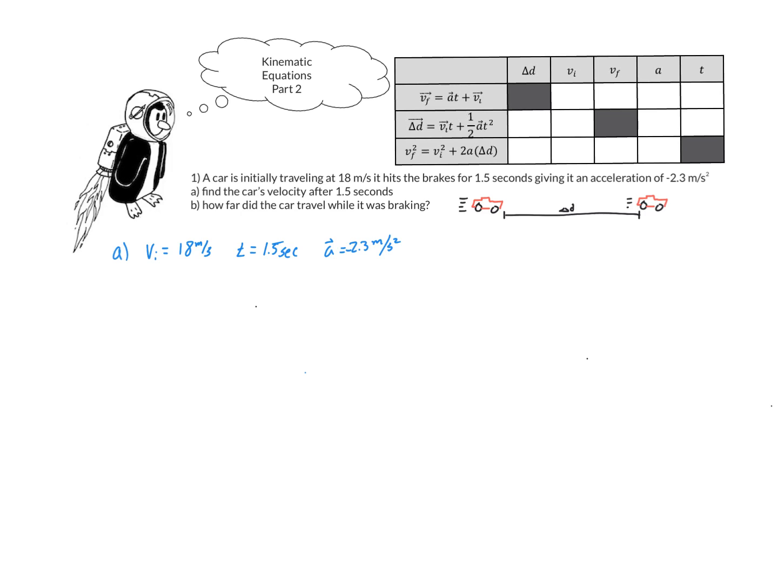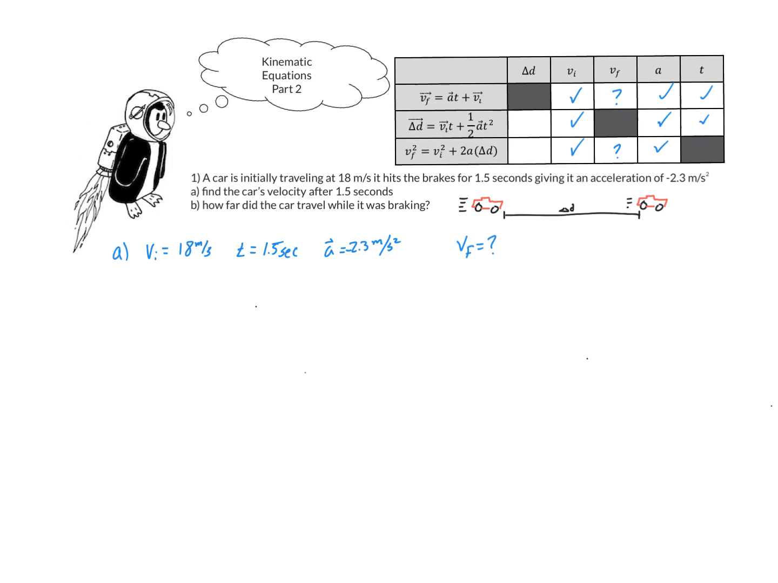If we look up at our chart in the grid, I know VI, so I put a check mark. I know the time, so I put a check mark. I also know the acceleration. But the problem is asking us to find the final velocity. I don't know that one, so I'm going to put a question mark. If we look at each of these rows, we notice that only one of the rows is completely filled out. That's the equation we want to use.